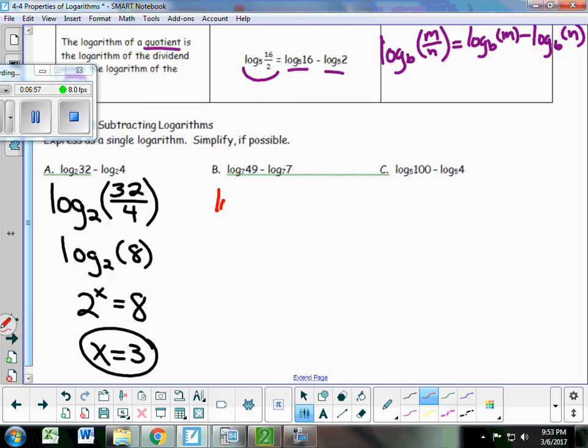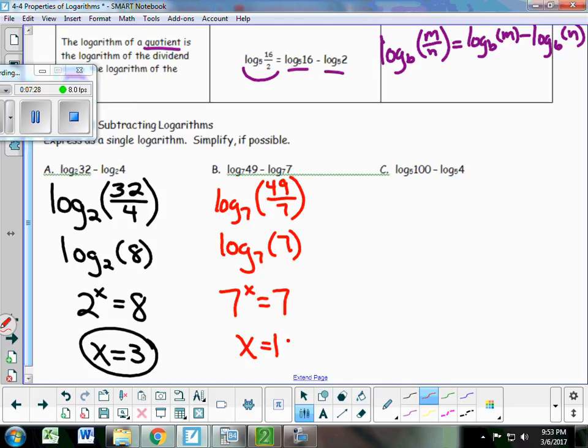Alright, this next one, log base 7 of 49 divided by 7, and we combine them. So that simplifies to log base 7 of, well, 49 divided by 7 is 7. And this one, if you remember our rules from before, just becomes 1. To show all the work, though, I'll show it. So this base of 7 raised to some power must equal 7. And, of course, the only number that works there is 1.